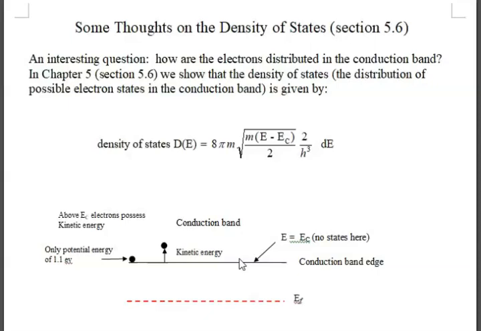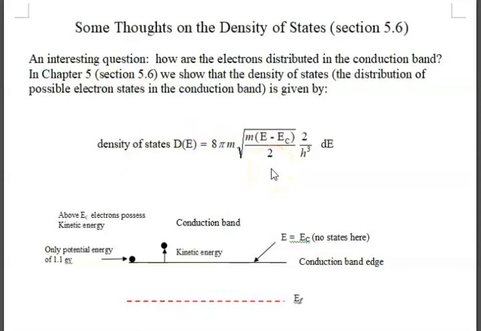Here we find that there are no electrons at the conduction band edge, and we can see that by looking at the density of states function, which shows that if E, and E is this energy above the conduction band edge, if E is equal to E sub c, then there are no states. The density of states is precisely 0.